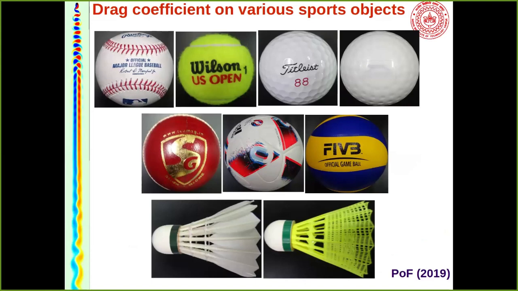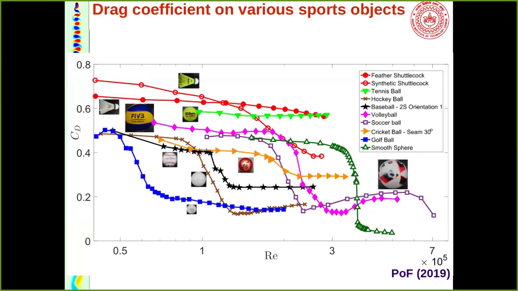So the first thing we wanted to do was take all these objects. These are all international quality. So they are either used in the Olympics or they are used in Grand Slams, and put them in the same wind tunnel and get data for all of them with exactly the same arrangement. So this required design of the measurement system and so on. We also took these two shuttlecocks, the nylon and the feather. And this is the drag coefficient for all these projectiles.